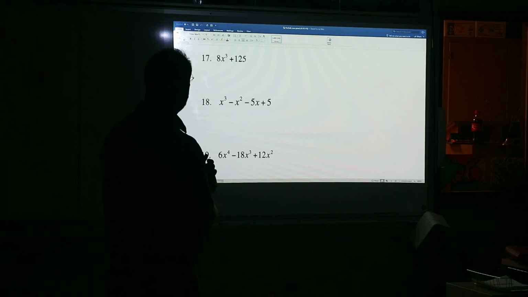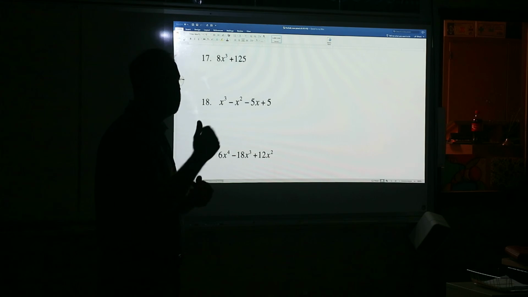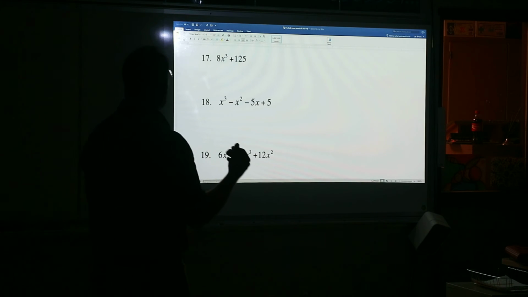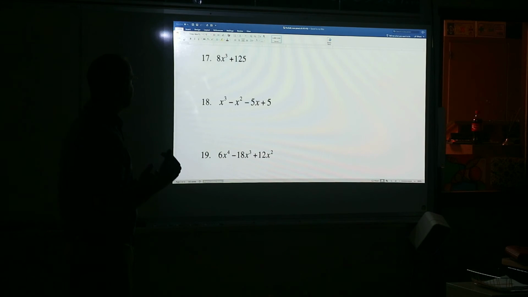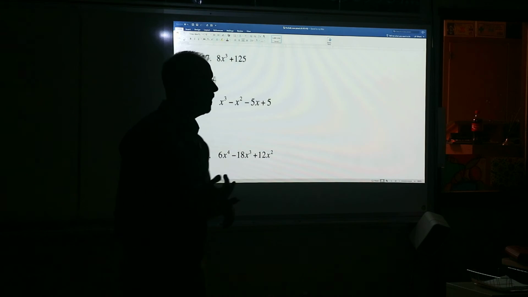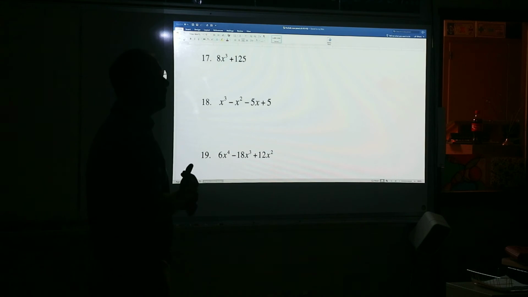Okay, by looking at this problem, it looks like the top one's probably a cube rule. The second one's a grouping method, because I can't add anything, there's 4 items across, that's kind of obvious. And then number 19 looks like it's a common factor and probably a trinomial, or maybe even further than that.